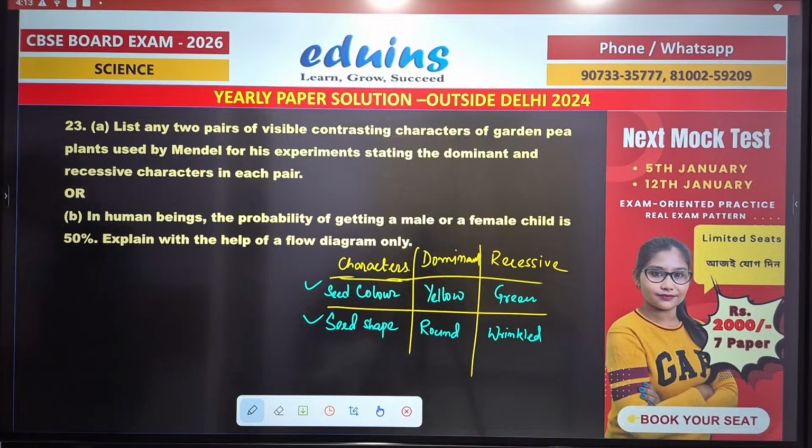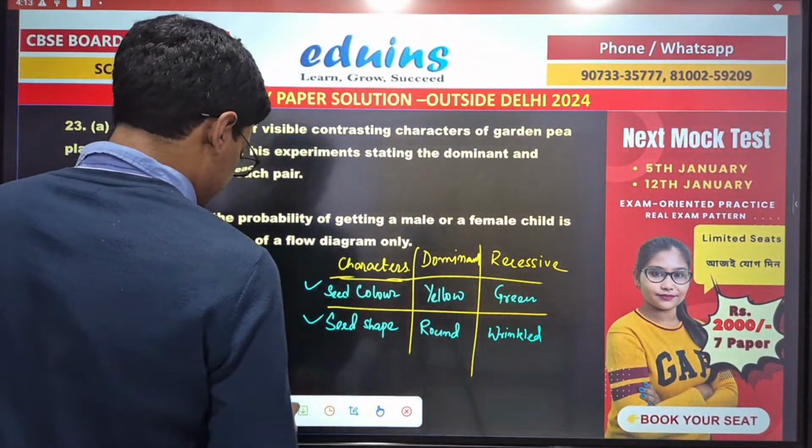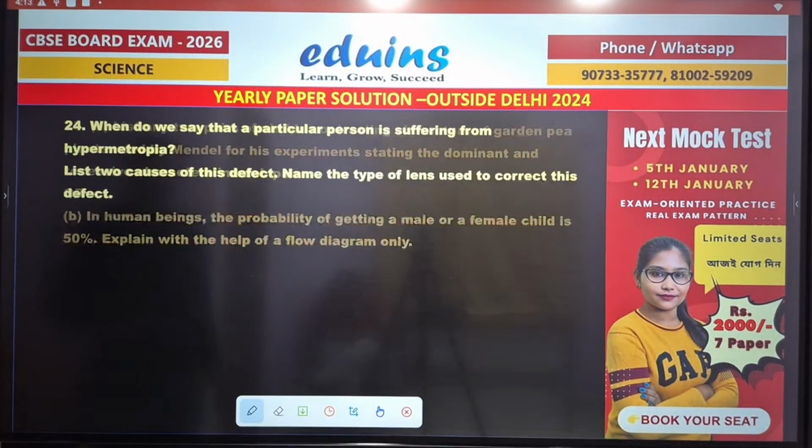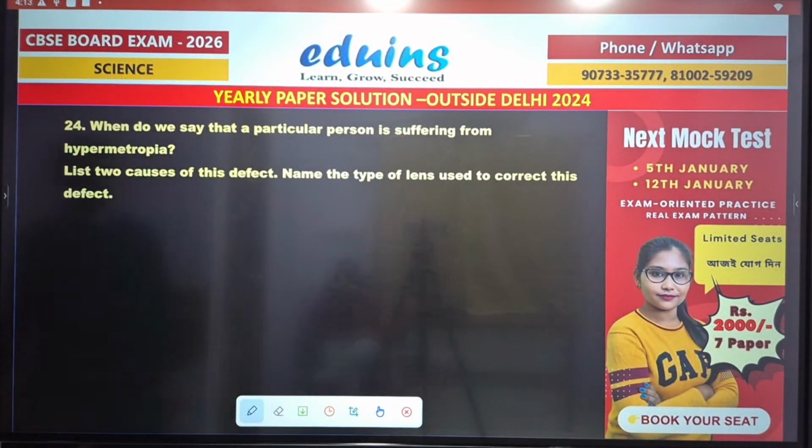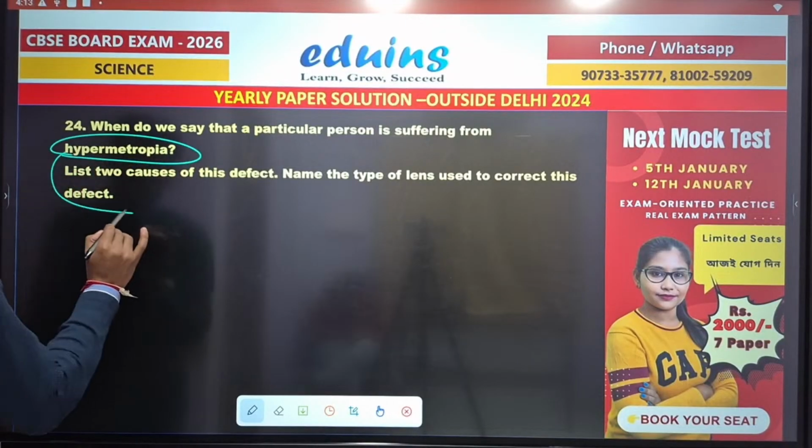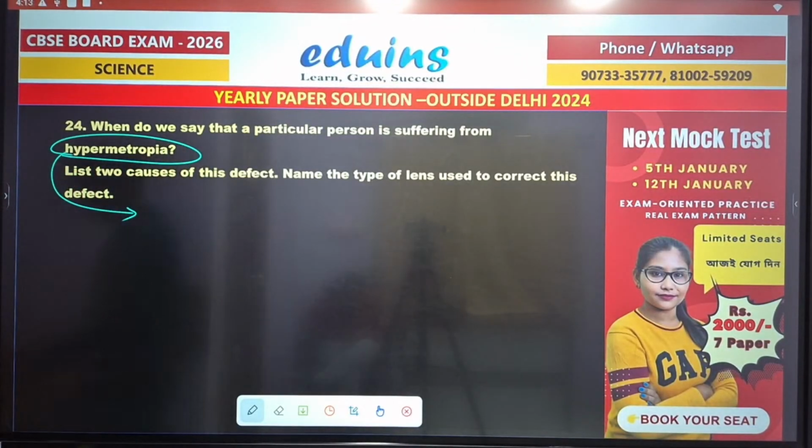Let's move to the next question. When do we say that a particular person is suffering from hypermetropia, and list two causes of this defect. Name the type of lens used to correct this defect. First question: when do we say that a particular person is suffering from hypermetropia? What is the criteria by which we can say the specific person is suffering from hypermetropia?